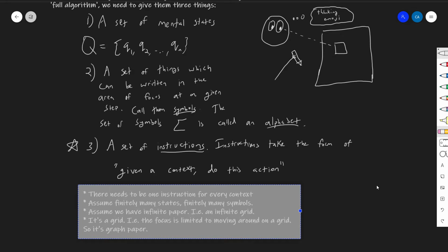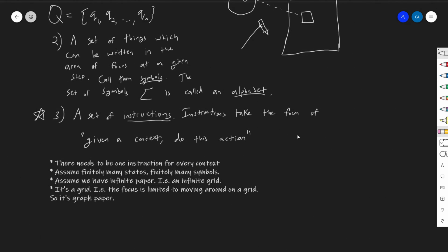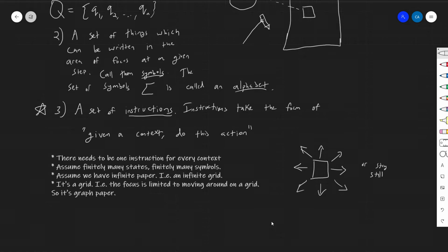In other words, when I specify an action, I'm going to basically specify a direction to move the focus in, and it's going to go either this way or this way or this way or this way, or stay still. So finitely many directions that I can possibly be moving in.